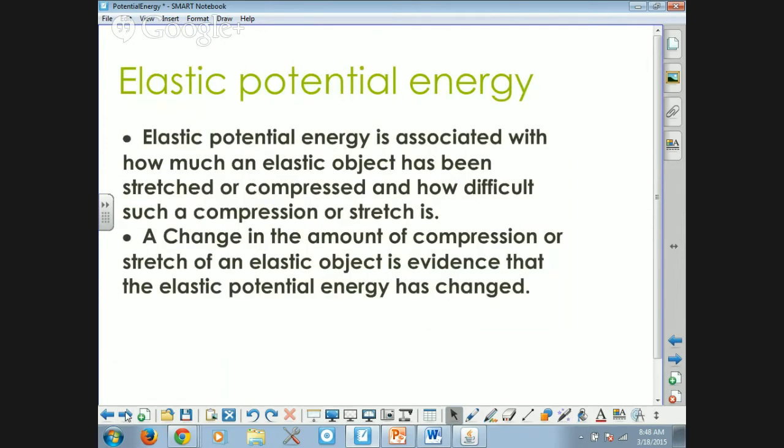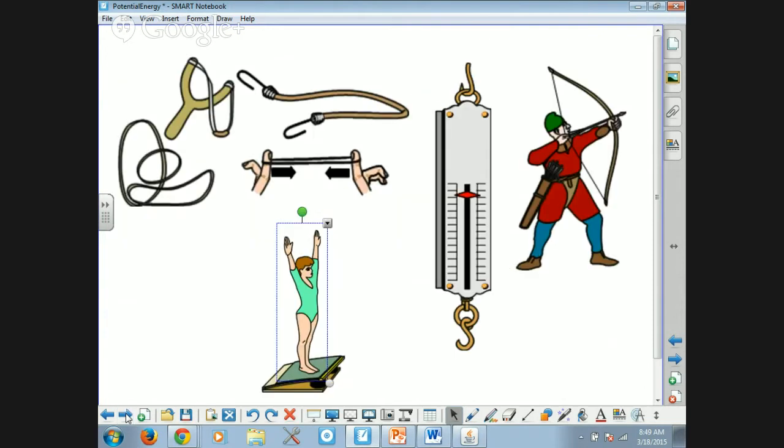Okay, the next type of potential energy we're going to talk about is elastic potential energy. Yesterday, you got in your notes that elastic potential energy is associated with how much an elastic object has been stretched or compressed. So let's look at some examples of those elastic objects. So we have slingshots, bungee cords, these little stretch things that you can use if you are in the gym. This looks like your standard rubber band. This is a spring scale. This is maybe Robin Hood, not really sure, but you can see he's got his bow and arrow.